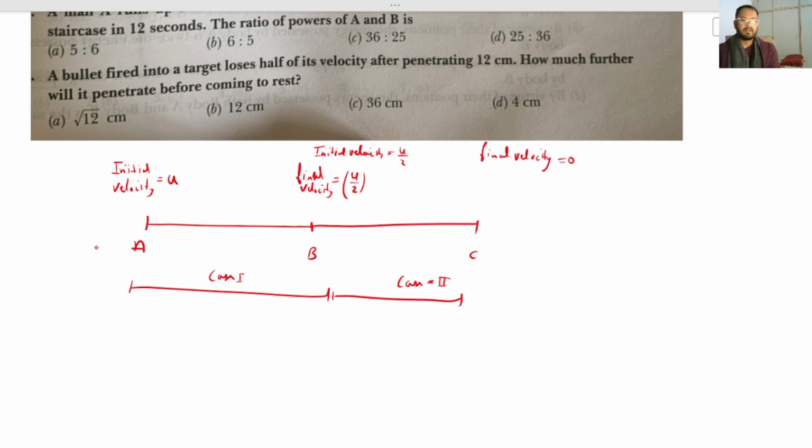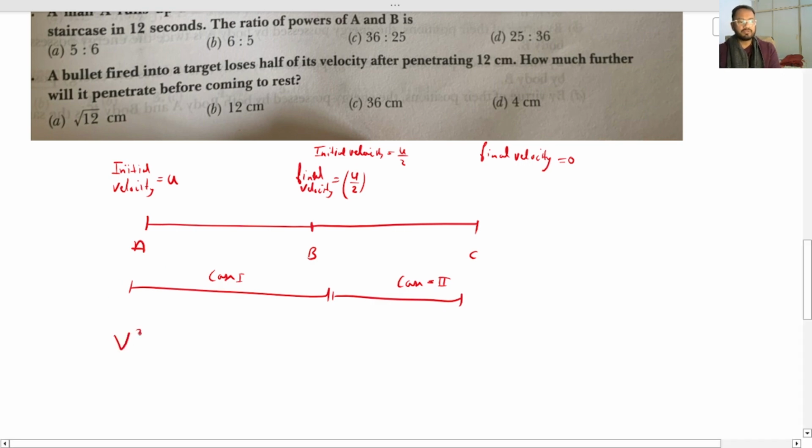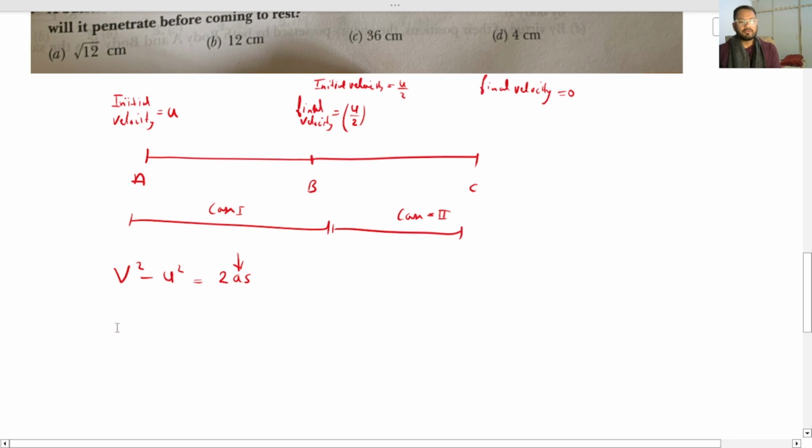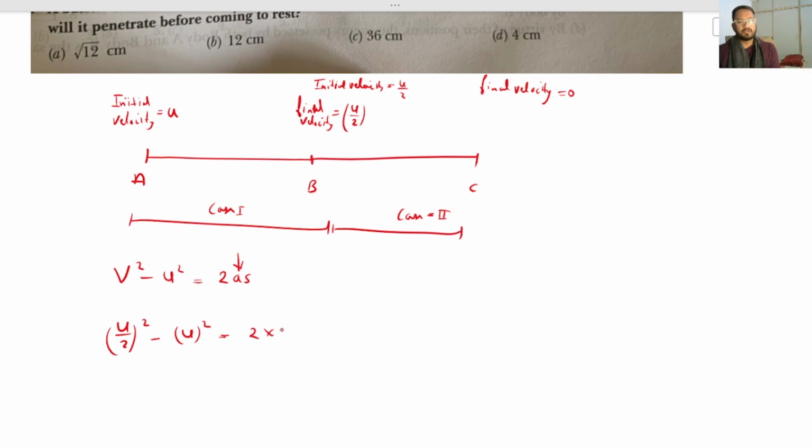the final velocity for case 2 will be equal to 0. Done. Now we know the equation of motion, v square minus u square is equal to 2as, right? Here first we need to find a, that is acceleration. The initial velocity is u and the final velocity is u by 2, so (u by 2) square minus u square is equal to 2 into a into s.